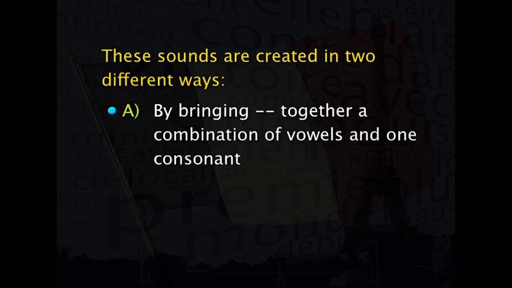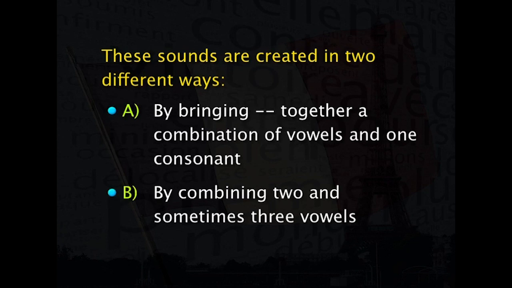A, by bringing together a combination of vowels and one consonant. B, by combining two and sometimes three vowels. By learning these letter combinations, you will not only improve your pronunciation and your spelling, but you will be able to read correctly on your own new words that you come across for the first time.